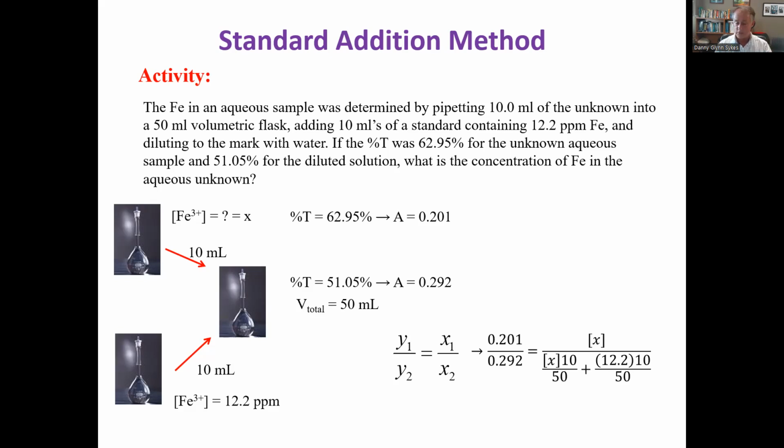The spike solution has two contributions. I took 10 mLs of the unknown concentration diluted to 50 mLs, and then I took 10 mLs of the known 12.2 ppm solution and diluted that to 50 mLs. And so I can solve for X, and the iron 3+ concentration is 1.9.